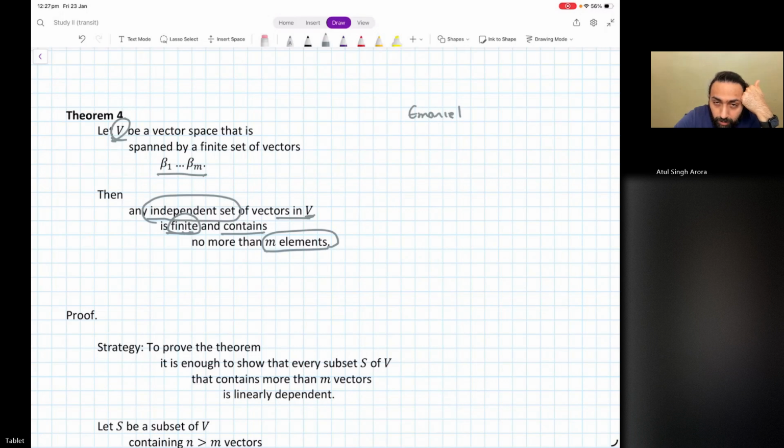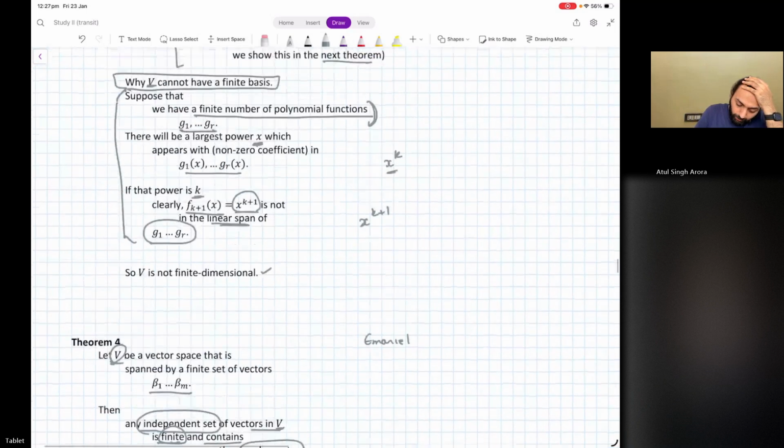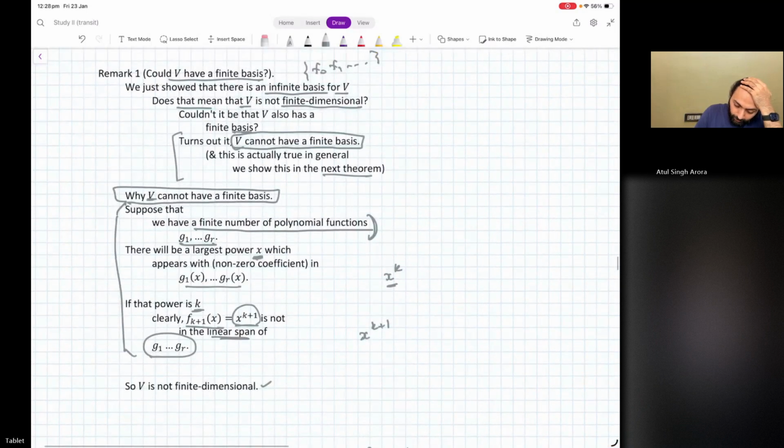Theorem 4, the statement, is the statement clear? Yes. Is there a question? I have a small question about the previous one. Okay, tell me. Basically, you said that using the function we can never produce x to the power of g. We can never produce a term which has a higher power.